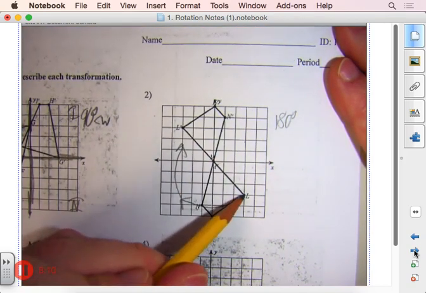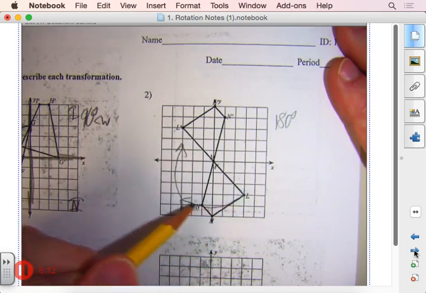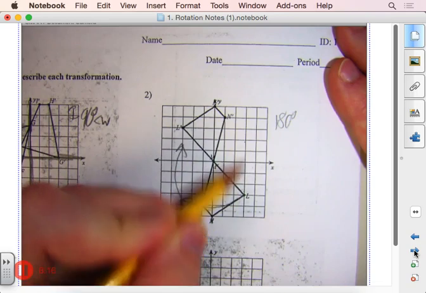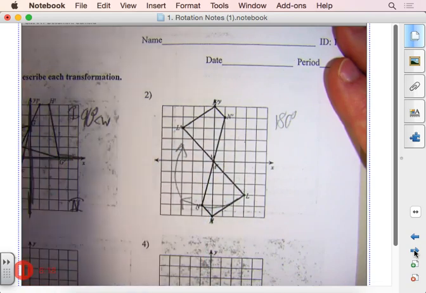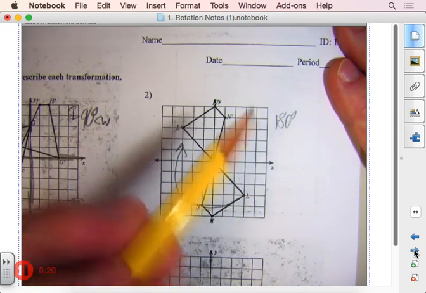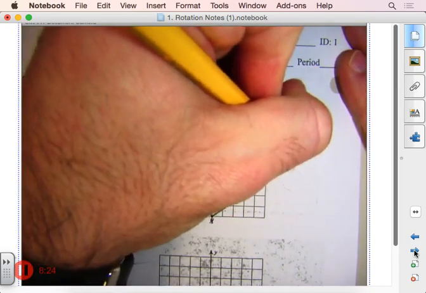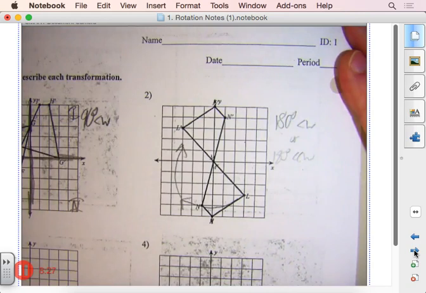Which direction? Well, it looks like that went clockwise. Or, remember, you could go this way, 1, 2 quadrants, and say counterclockwise. So whenever it's 180, either option works. You can say 180 degrees clockwise, or you could say 180 degrees counterclockwise. They could both be valid answers.